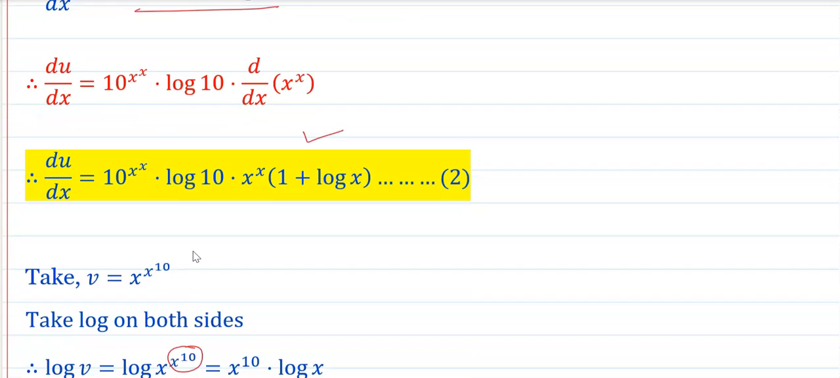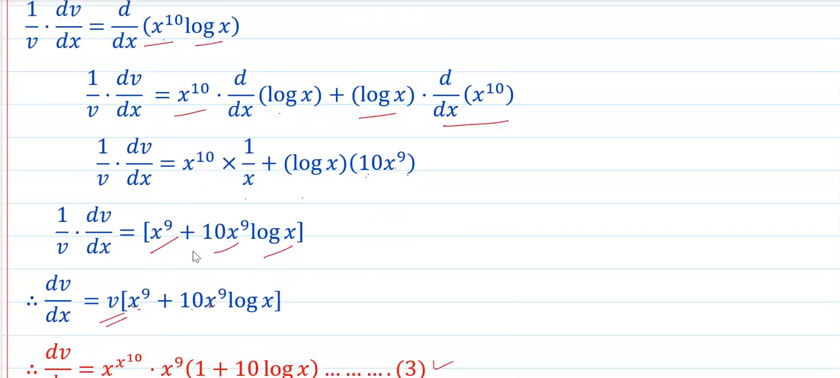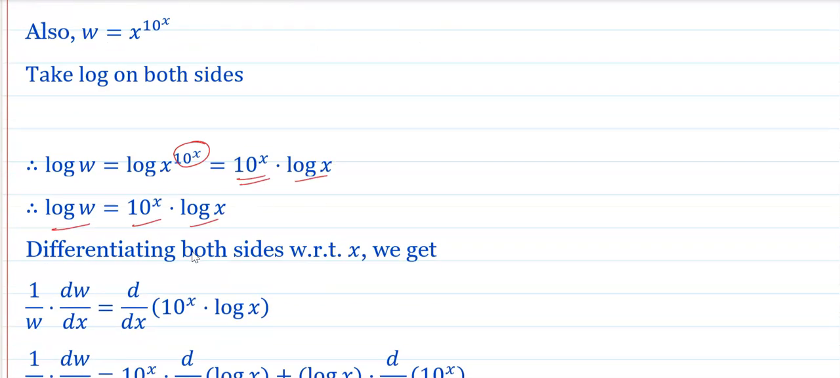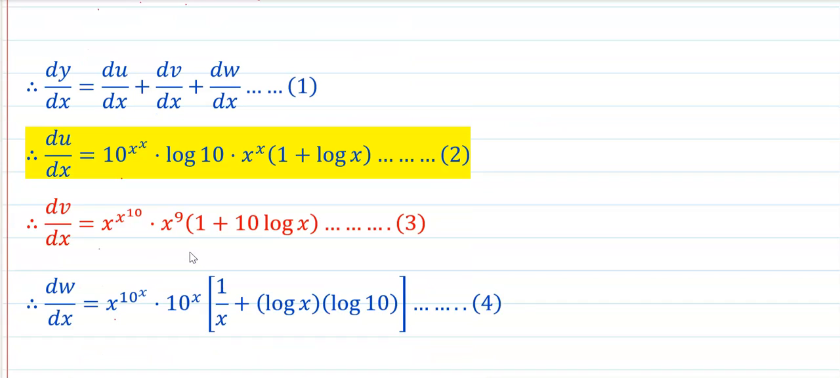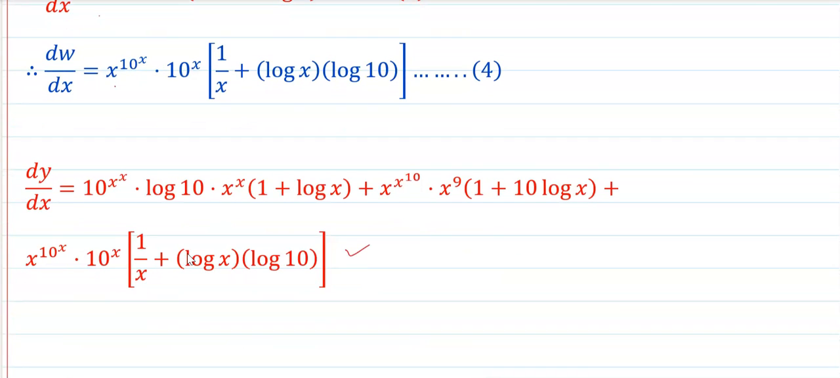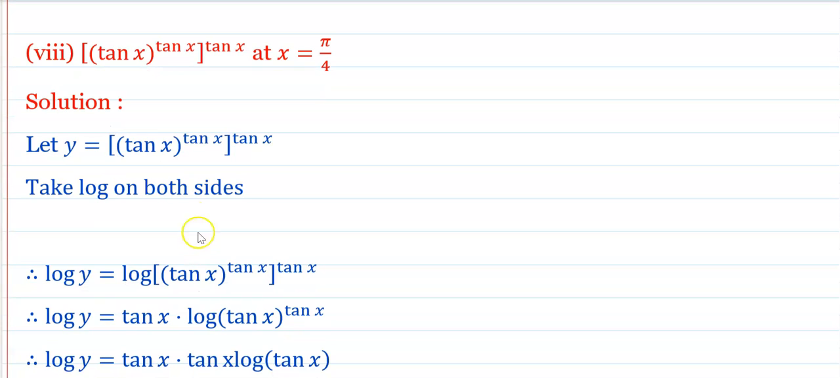This is the du by dx, then v, and lastly the dw by dx. Adding, you will get the answer dy by dx. Now this is the last problem from this question number 2. That is y is equal to tan of x, bracket to the power tan x, and bracket to the power tan x. Find out its derivative at x is equal to pi by 4.